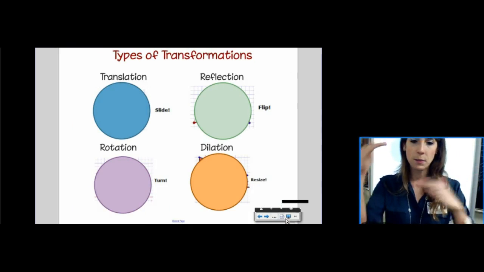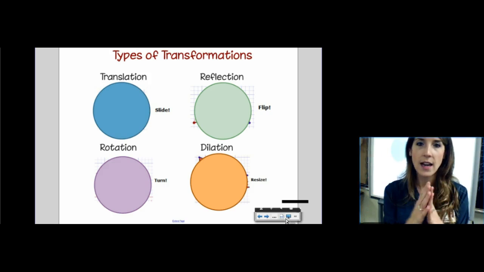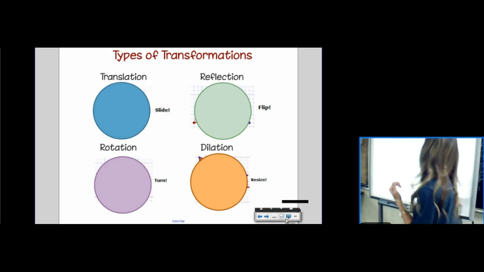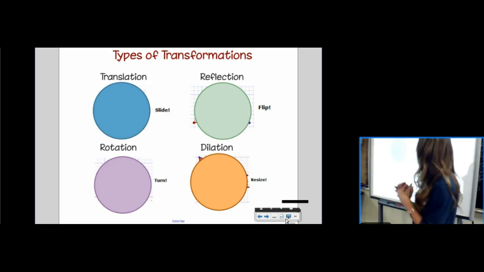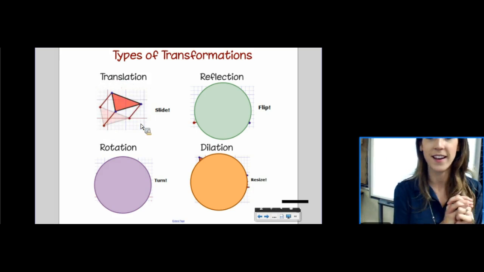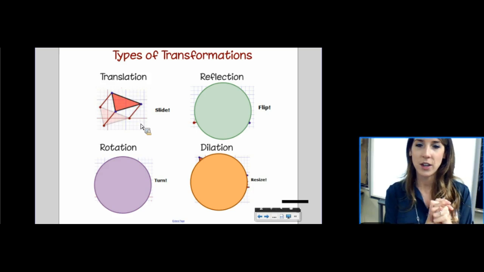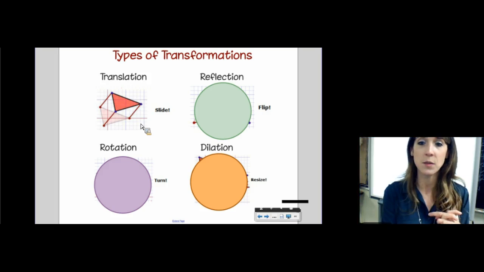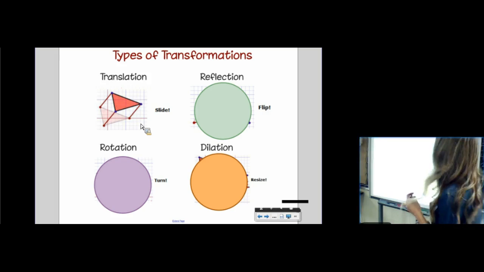So you've got your notes page out that looks like a grid, and in the first box, I want you to write translation. Another word for translation is slide. There we go. So a translation is a slide of all points in one figure, sliding them to a new location. Next word on your vocab sheet is reflection.